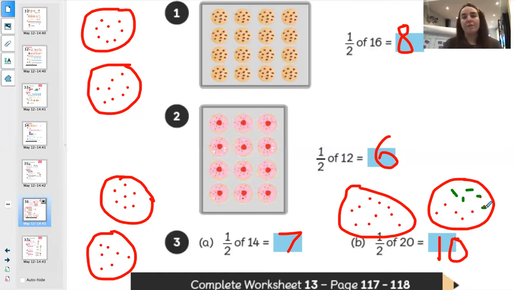Anyway, so today's work is worksheet 13. It's pages 117 and 118, like it says at the bottom here. If you have your workbook, do it in your workbook and send me some pictures. If you do not have your workbook, I will be uploading the worksheet anyway. Well done for your hard work, and I will hopefully see you soon.